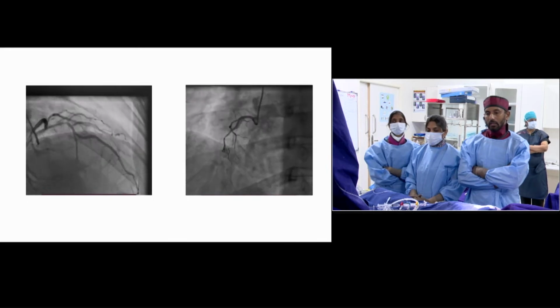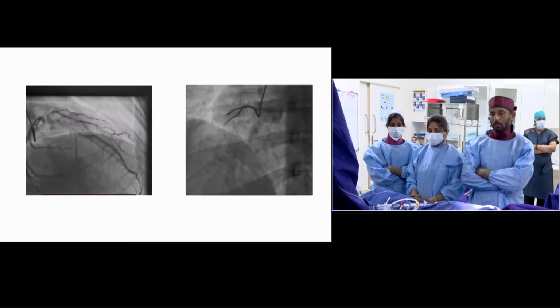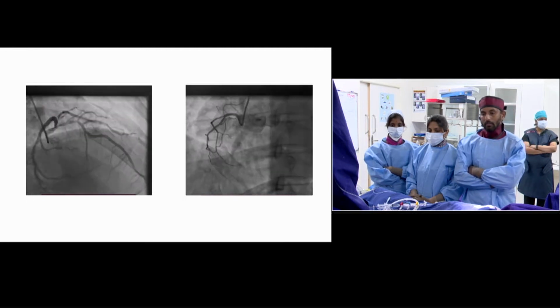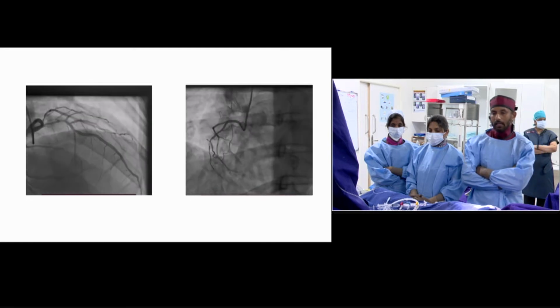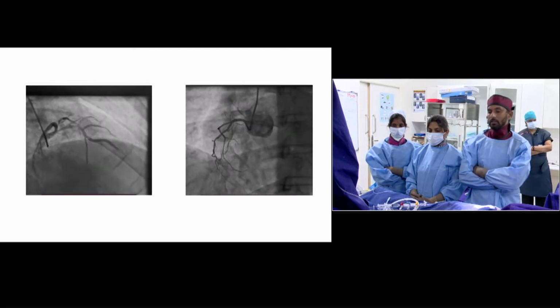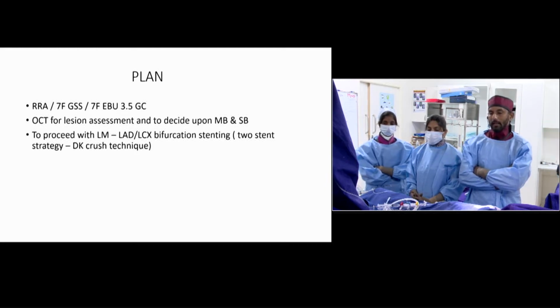We know this gentleman actually has a left dominant system, and you can see the right coronary artery is small and non-dominant. Having seen this angiogram, he has been explained the options of coronary artery bypass surgery versus angioplasty to the left main LAD bifurcation.